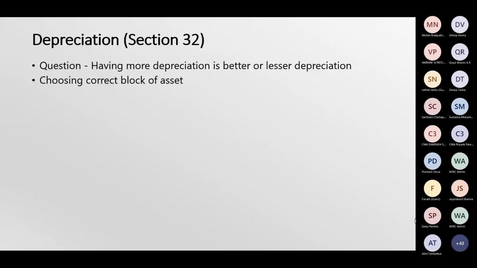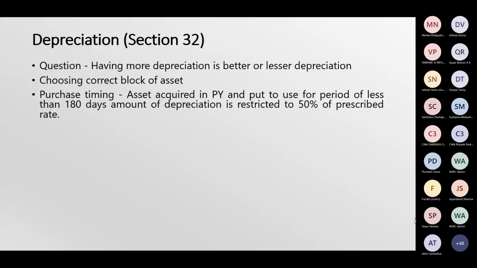Then one more simple technique of saving tax is the timing of the purchase. Typically, if you are planning to buy an asset somewhere in October, then you should advise the client that he should purchase that before.